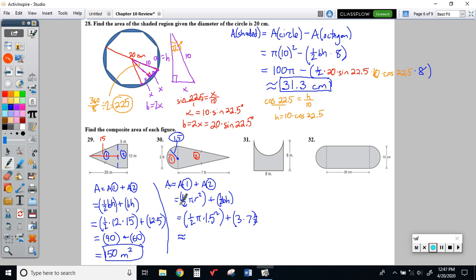So I'm getting 14.0 then at that point. So 14.0 feet squared. And then this one, it looks like a rectangle, but subtracted from that is this semicircle.